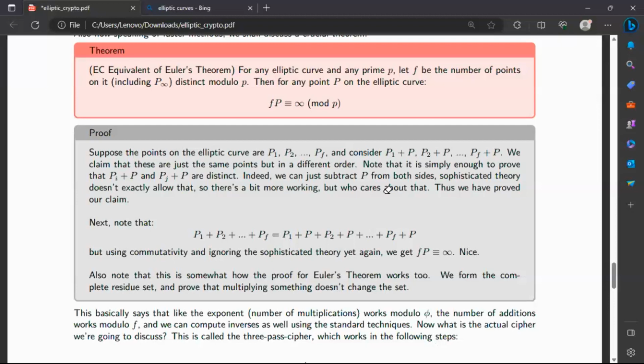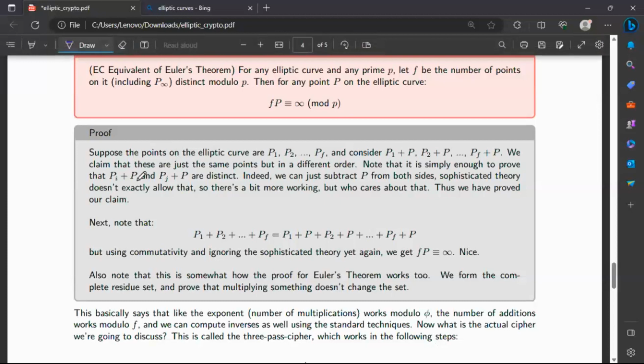Since every point maps to some other point on the elliptic curve, it suffices to prove that pi plus p and pj plus p are distinct. What we can do is subtract p from both sides, but formally we cannot do that, but no one cares about formality, so we'll just cancel this out and we'll get pi is the same as pj, but that's a contradiction. So basically this set is equivalent to this set, so their addition is equivalent to this addition.